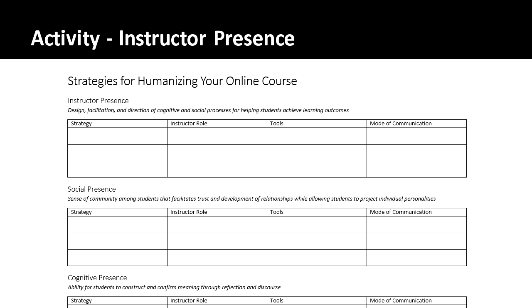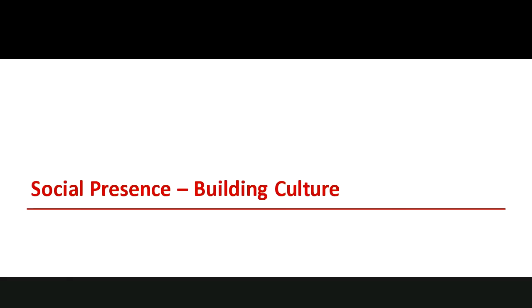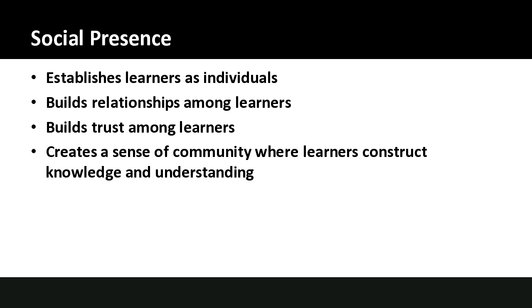So social presence now is more about your students interacting with one another and building a culture and a climate and a community among your students. Social presence has to first, as I said, establish that each student is an individual and is a real person, not just a name, not a bot who's posting things the same time you're posting things. You need to help students see each other as individuals and as real people.